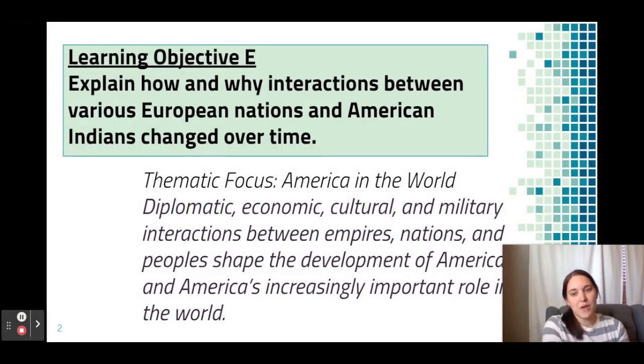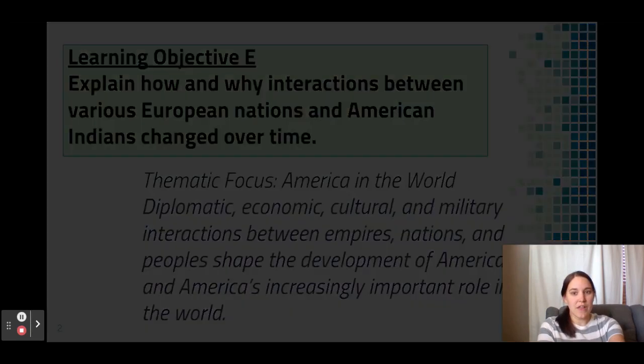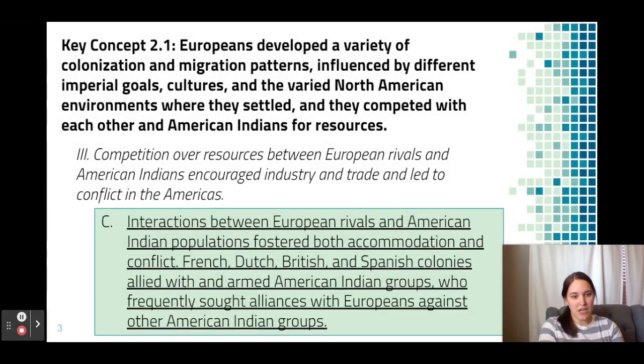So to start, we always want to focus on our learning objective from the curriculum: explain how and why interactions between various European nations and American Indians changed over time. And then within that learning objective, we really have three different key concepts that the curriculum wants to focus on. Interactions between European rivals and American Indian populations fostered both accommodation and conflict. French, Dutch, British, and Spanish colonies allied with and armed American Indian groups who frequently sought alliances with Europeans against other American Indian groups.